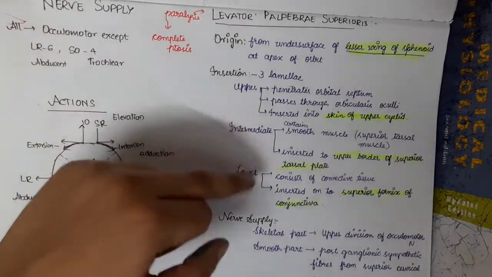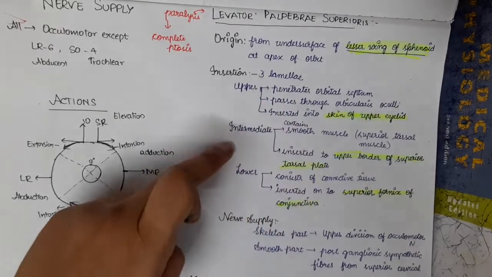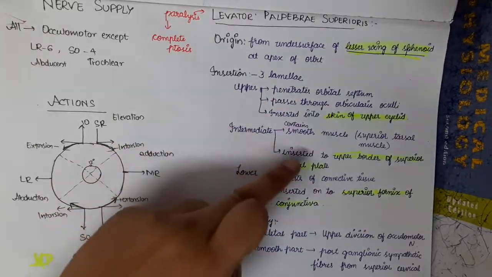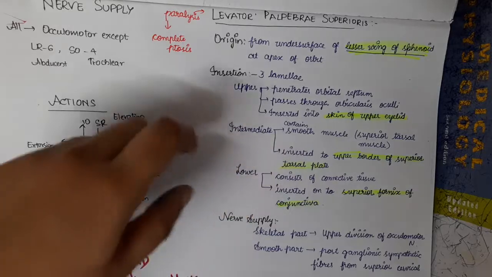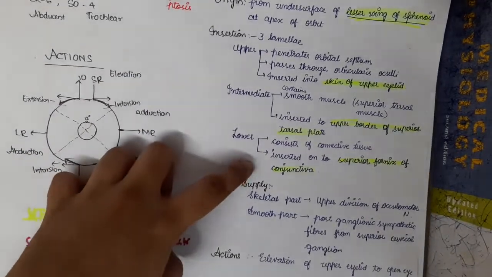So it has three insertions. It gets inserted into the skin of the upper eyelid. The intermediate part will get inserted into the upper border of superior tarsal plate, whereas the lower part gets inserted into the superior fornix of the conjunctiva.